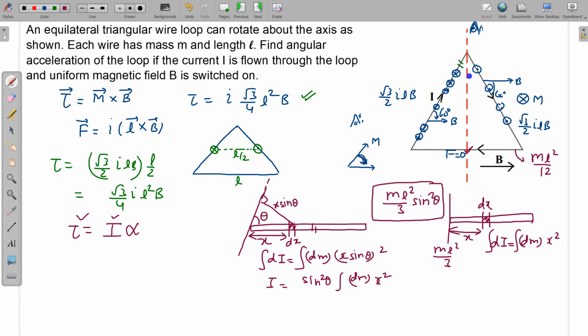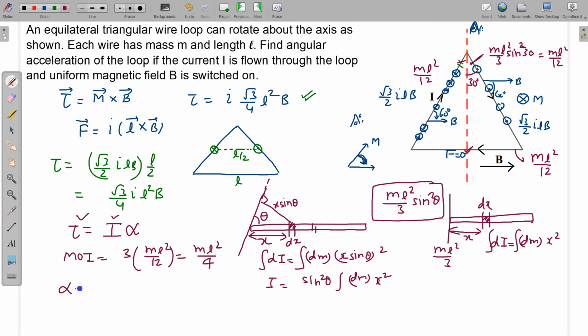And what is theta in this situation? Theta is equal to 30 degrees, since this axis makes an angle of 30 degrees with this wire and this wire also. So the moment of inertia for this wire is ml square by 3 sin square 30. Sin square 30 is 1 by 4, so this is ml square by 12 again. This is also ml square by 12, and this is also ml square by 12. So the moment of inertia of each wire is ml square by 12, and the total moment of inertia is 3 times ml square by 12, so this is ml square by 4.